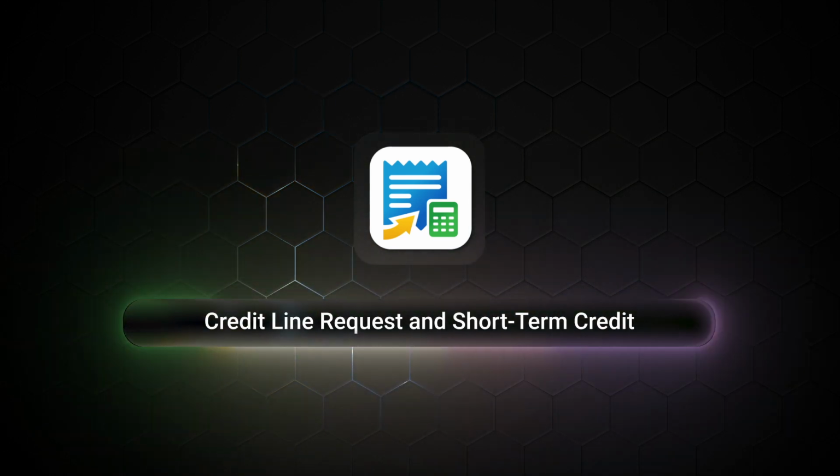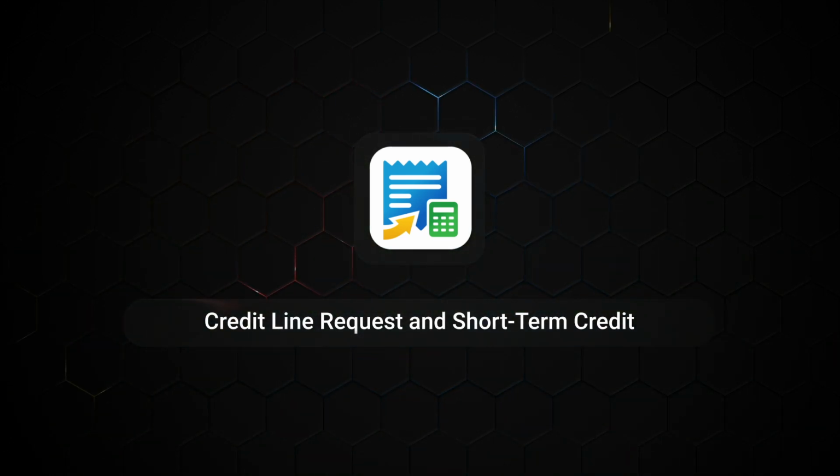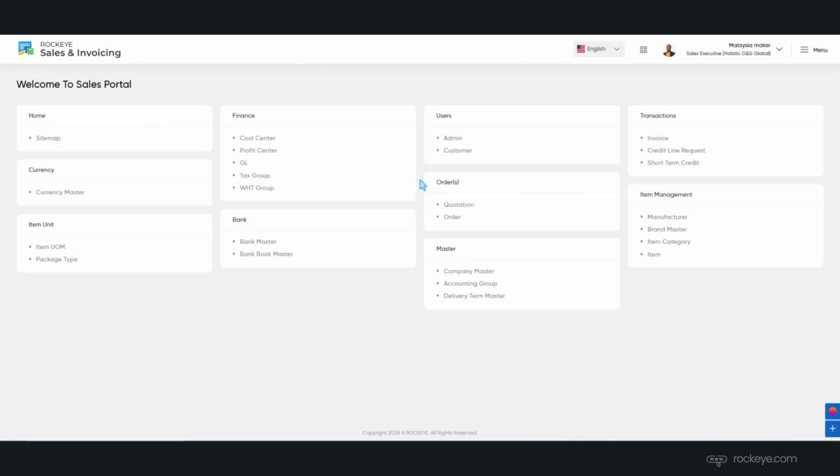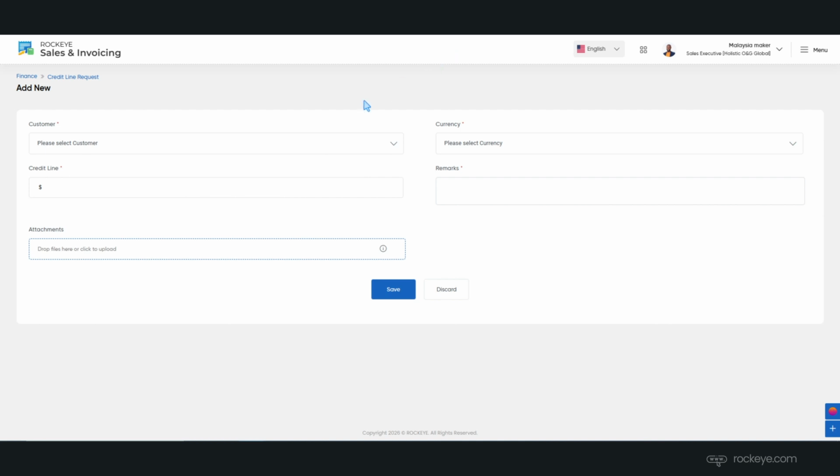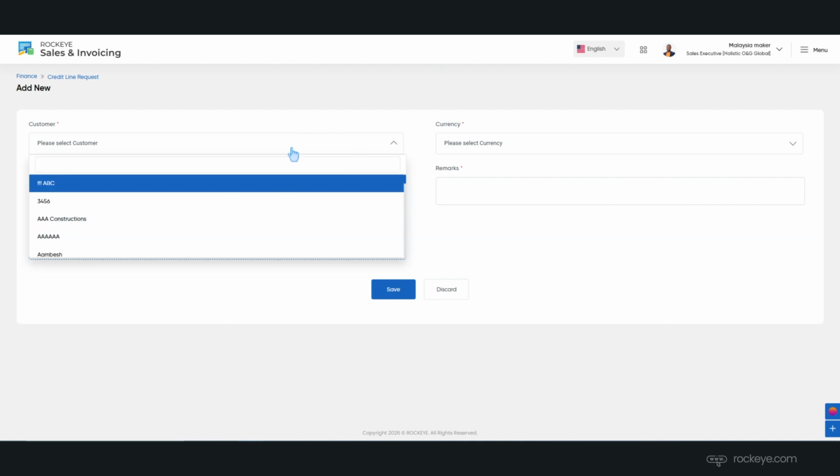Manage customer credit limits and short-term credit requests to balance sales growth with financial risk control. Credit line request management begins in finance, the strategic control of customer purchasing power. The customer field identifies the specific entity requiring a formal credit limit adjustment.